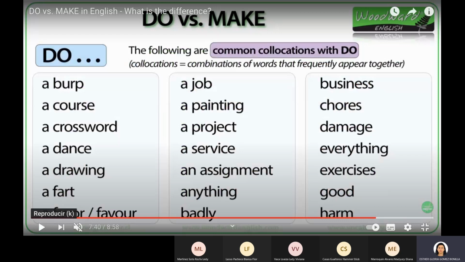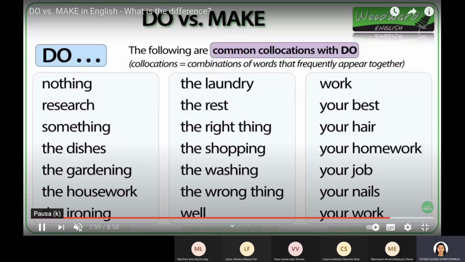Exercises ya se requieren si estamos refiriendo a ejercicios de matemáticas, de química, math exercises, o también si nos estamos refiriendo a ejercicio físico. Do exercises. Do good, do harm. Okay? So all of these are examples of common collocations when you use the verb do. Do business, remember. Do damage, hacer un daño, no dice make damage, but you say do damage. Do nothing, do research, because it refers to an intellectual effort.